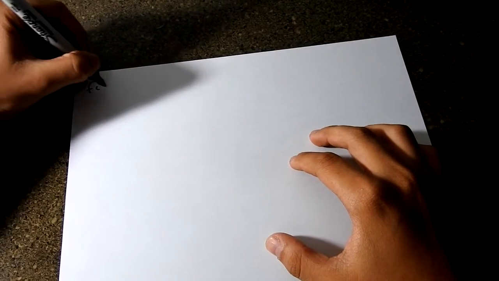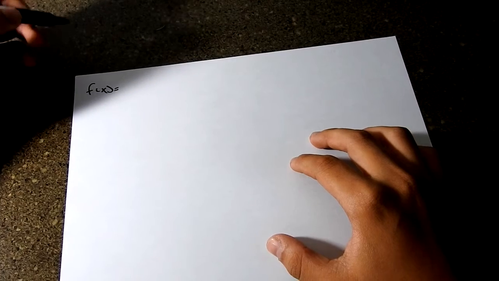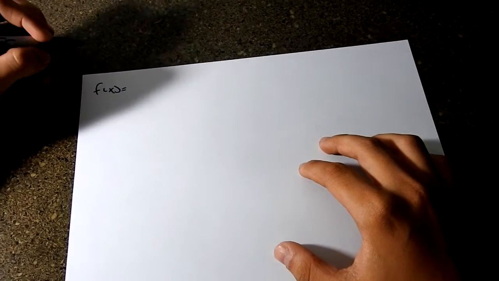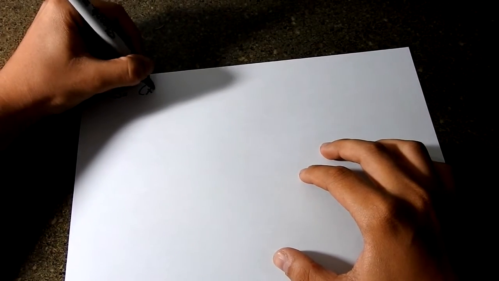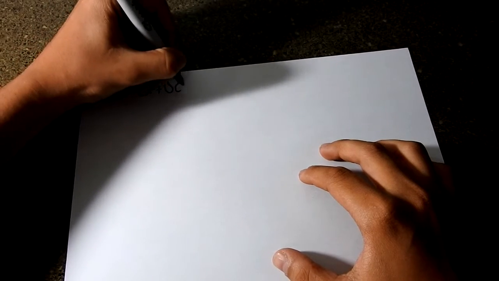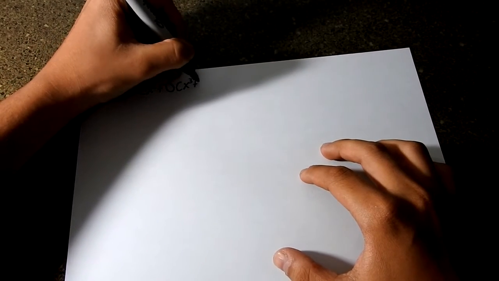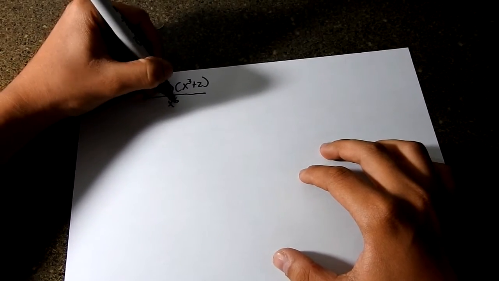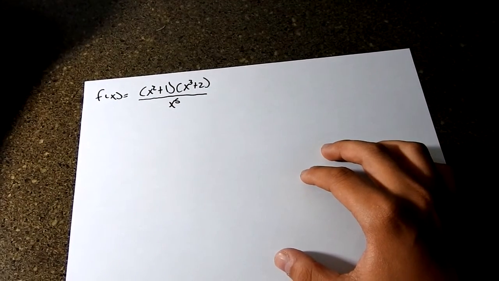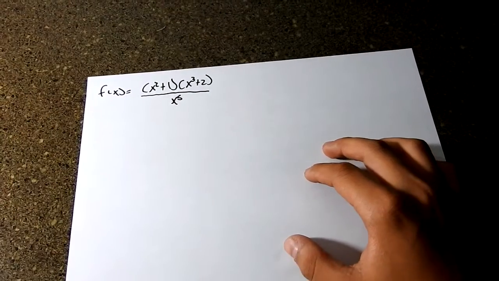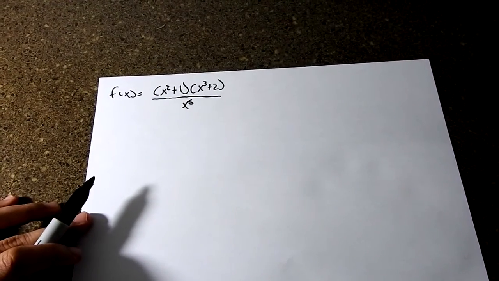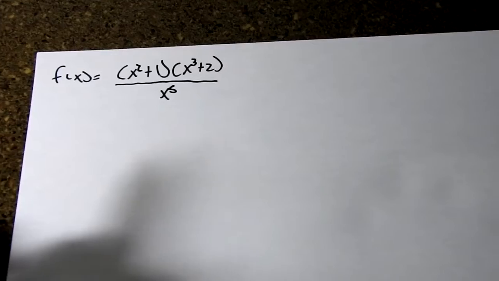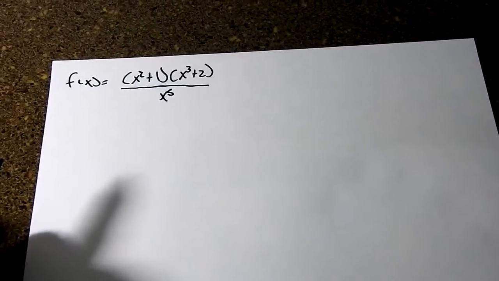So the next example is going to be a little bit long, so I'm going to do it a little bit slower. So we have x squared plus 1 times x cubed plus 2, all of this over x to the 5th power. Now, we have a quotient rule, but in this quotient rule, we also have a product rule right over here.